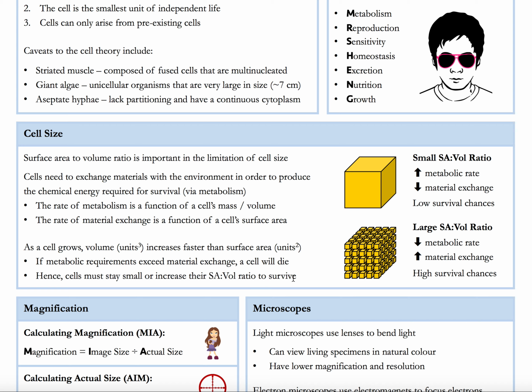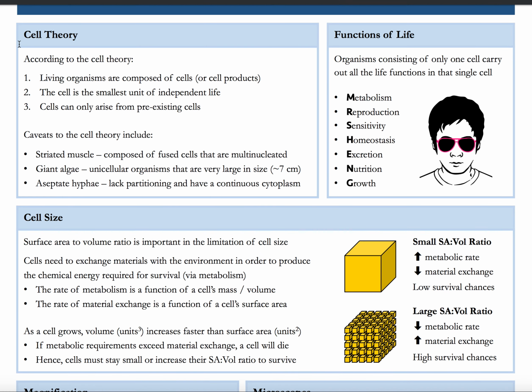But you may ask, how do they increase the surface area to volume ratio? The simple answer is they divide by mitosis. One cell becomes two, then four, etc. They keep the volume small. So just now we talked about the cell theory which governs all cells, what it means for a cell to be alive, the 7 functions of life, and why cell size is important for survival. We don't want it to be too large because otherwise it's not effective.